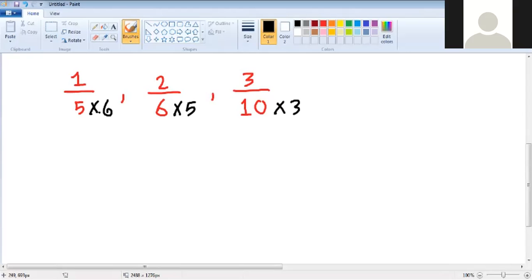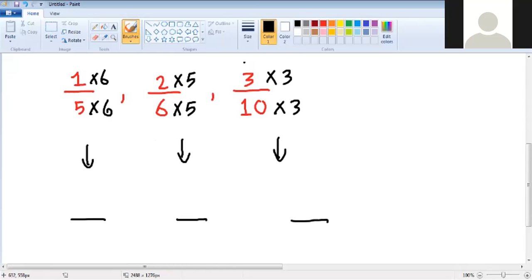Yes. Abdullah, so I multiply 5 by 6, so you have to multiply 1 by 6. 6 times 5, you have to multiply 2 by 5 as well. 10 times 3, so you have to multiply 3 by 3. Now please write the new fractions. Abdullah, what are the new fractions? Multiply 1 by 6, 6. 5 times 6, 30. So all of them will be 30 down.